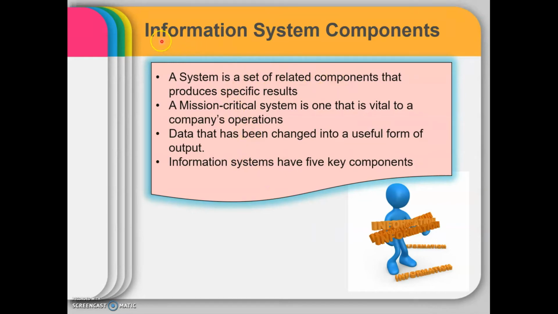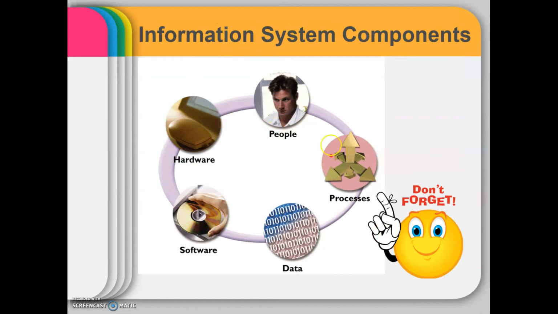Alright, so moving on to the information system components. A system is a set of related components that produce a specific result. A mission critical system is one that is vital to a company's operation. Data that has been changed into a useful form of output, that is the system. Information systems have 5 key components: people, process, hardware, software, and also the data.